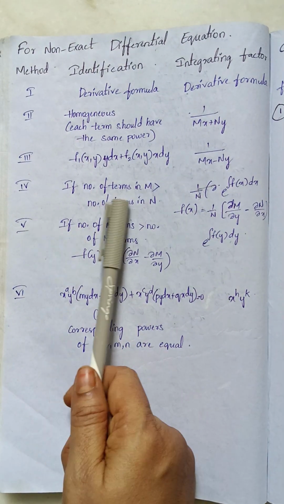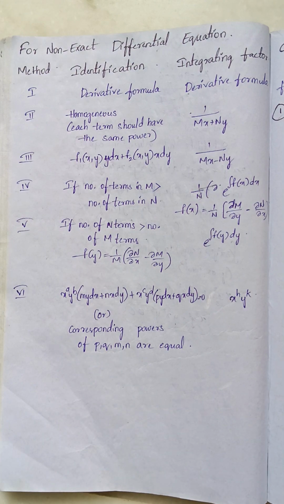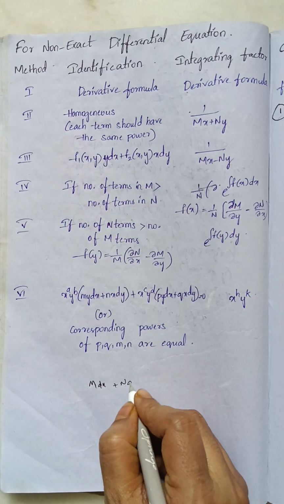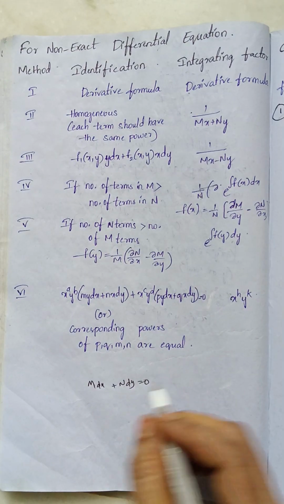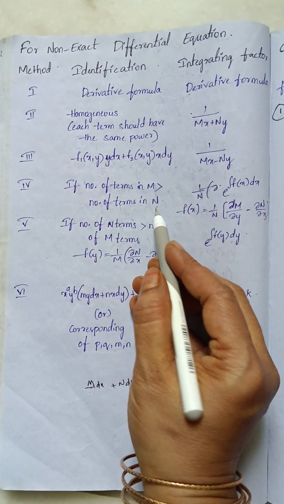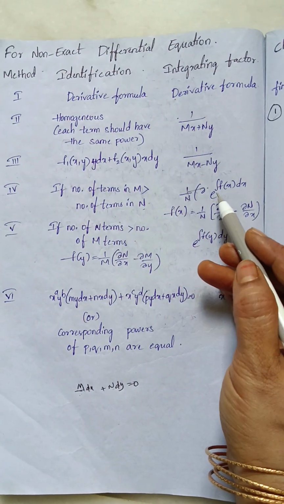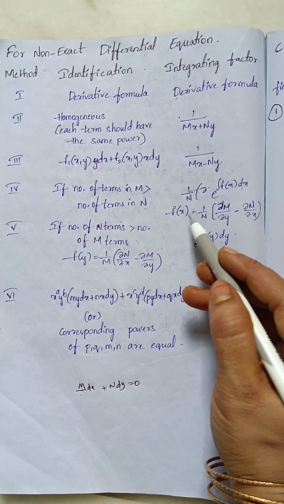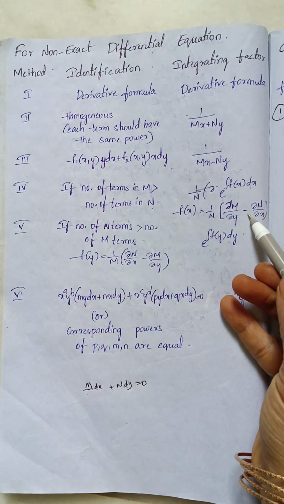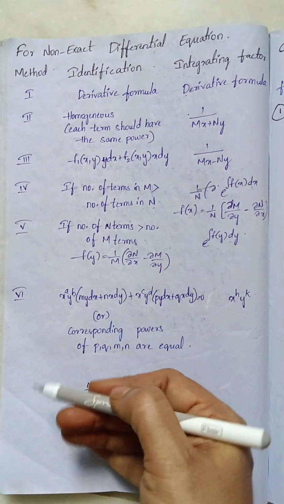Now, when you are observing m dx plus n dy equal to 0, suppose the question is given like this. Suppose the number of terms in m is greater than the number of terms in n, then the integrating factor will be e power integration f of x dx, where f of x can be written as 1 by n into dou m by dou y minus dou n by dou x. Already we discussed this in the previous videos.